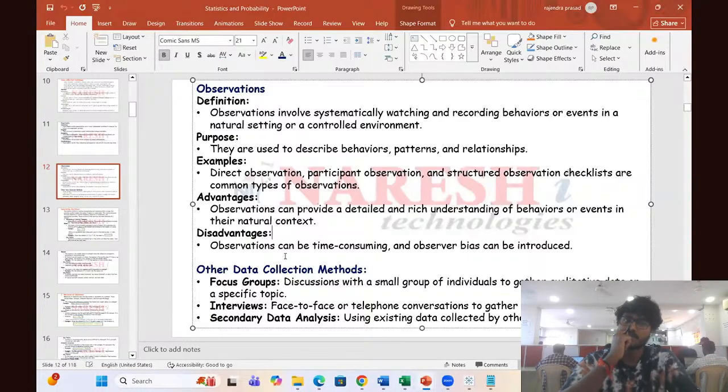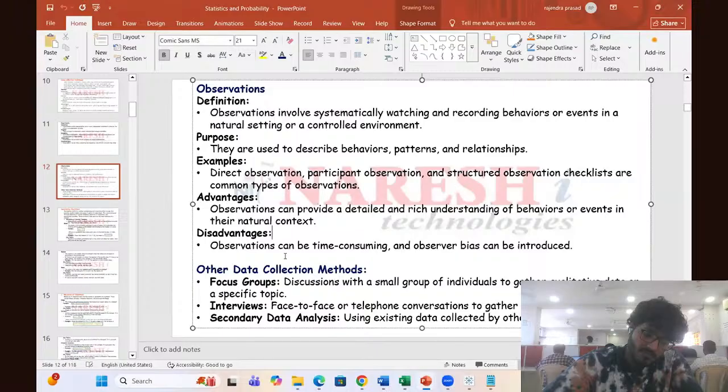Disadvantages: observations can be time consuming. You need to wait for the reaction, and then only you'll get an observation. So that is the problem.